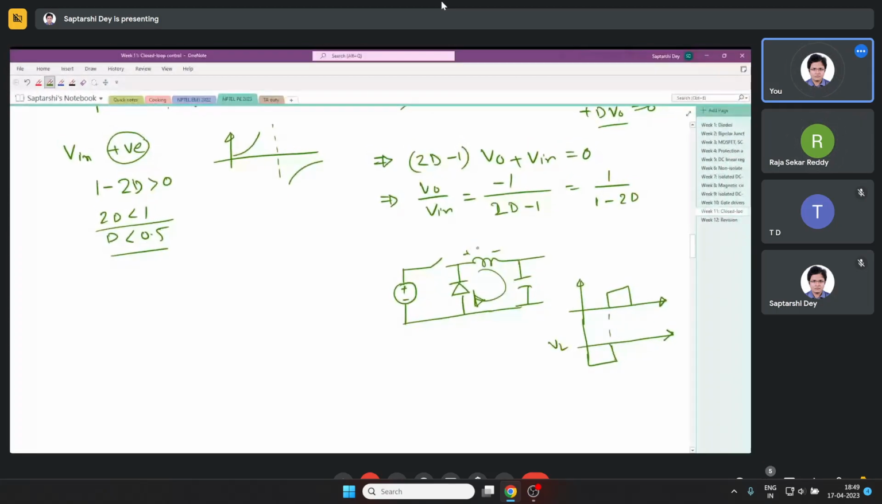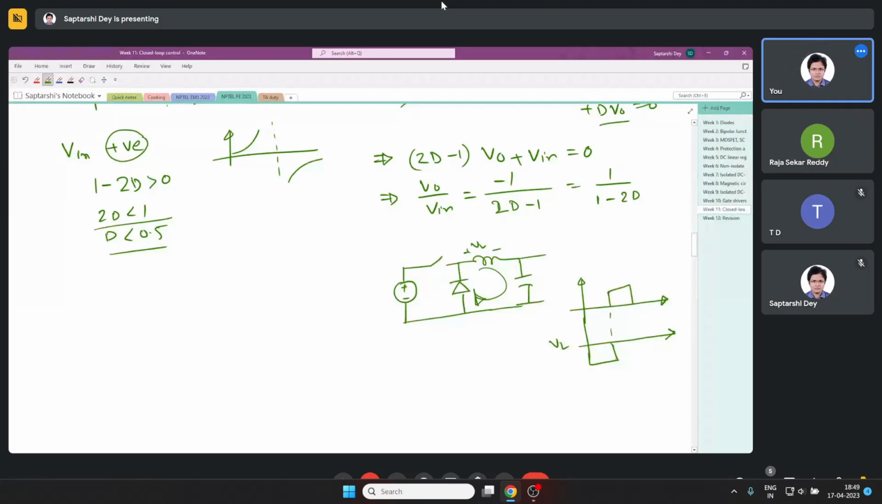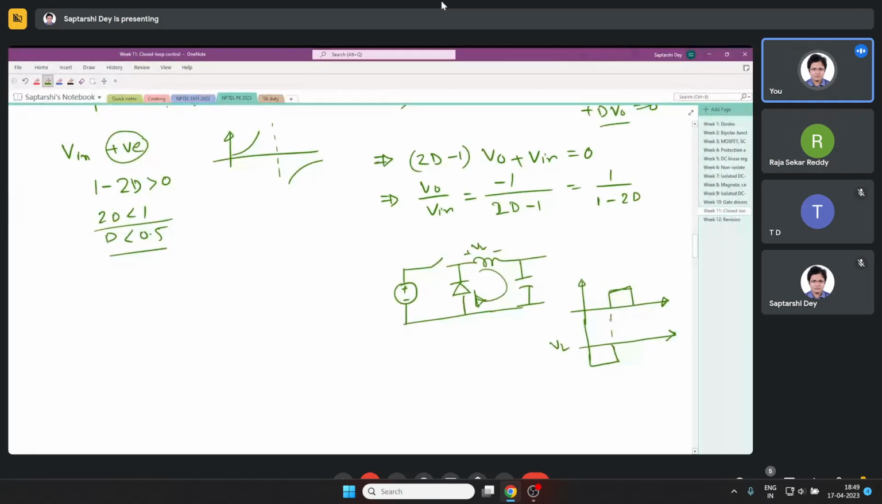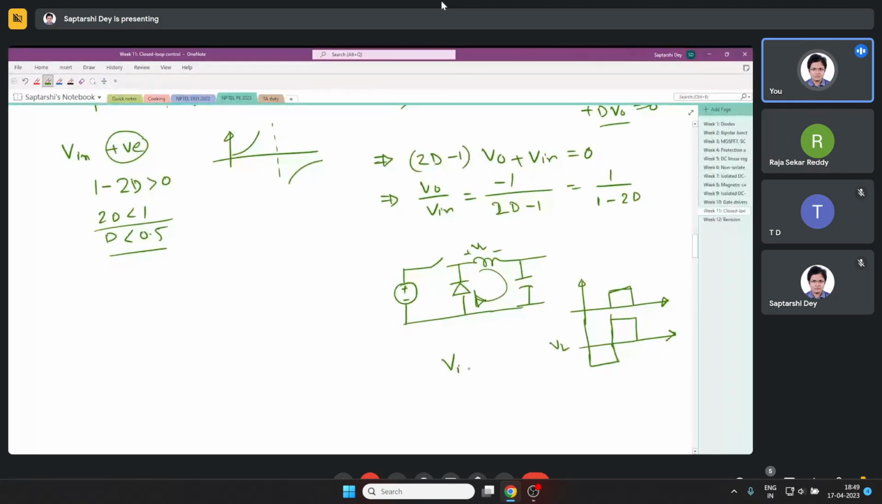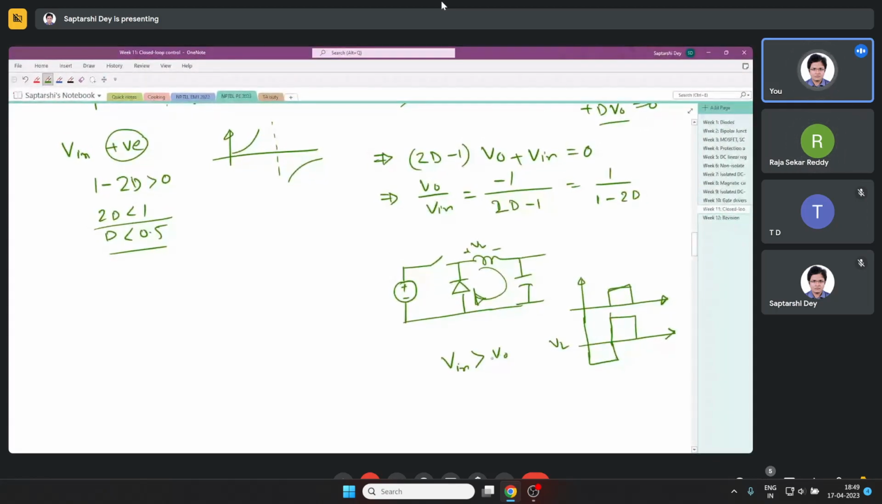But when the switch is closed, how do I know the inductor voltage is positive? When the switch is closed, the inductor voltage can be positive only if the input voltage is greater than the output voltage. But how do I know that, even before analyzing the circuit?